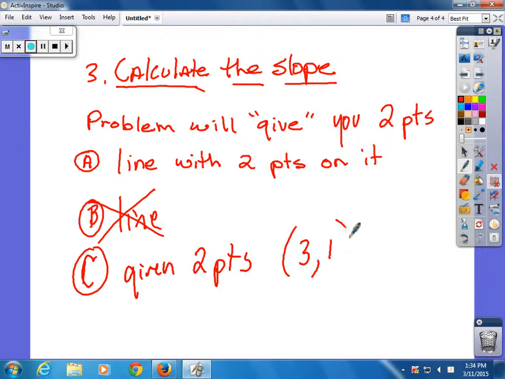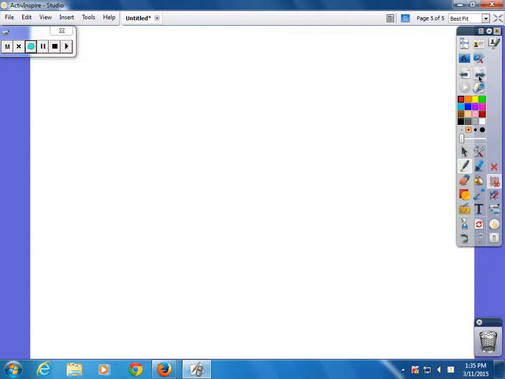3, 1, 4, 7. In other words, I just give you an X and a Y, and I give you an X and a Y. This one is the one that you're going to see the most of in any math class. So let's take this guy, 3, 1, 4, 7, to the next page, and let's calculate. I want to write in black now, so I don't like red. 3, 1, 4, and 7.